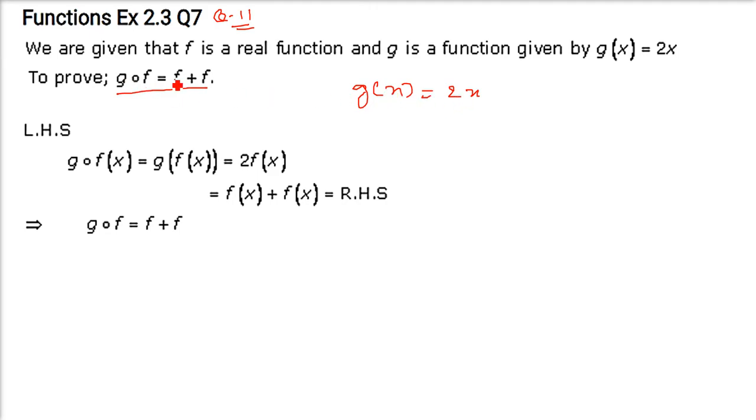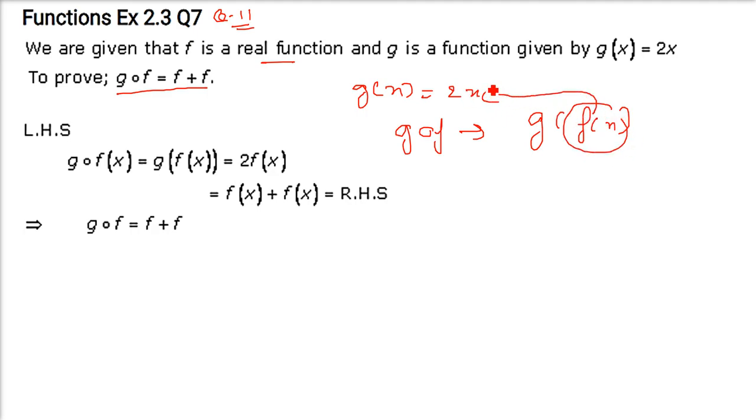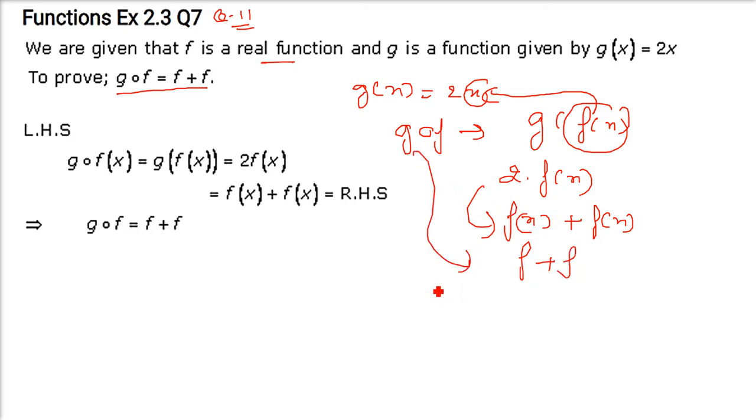So gof is f plus f. f can be any function. Let us assume it to be fx. We don't know the function. So gof is g of fx. Now take this fx and put it inside gx, which is 2x. Just replace x by fx. So 2 into fx, 2fx. This can be written as fx plus fx, which is essentially equal to f plus f. So gof is equal to f plus f. This is what we have to prove.